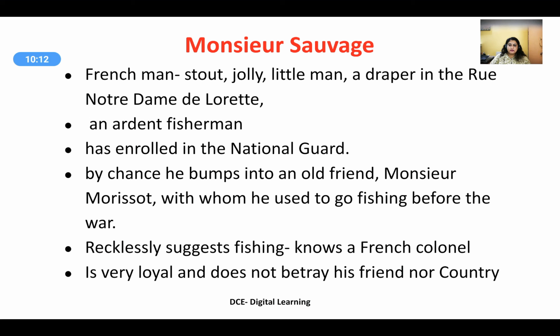Recklessly, impulsively, on the spot, he suggests fishing because he knows a French colonel. He is very sure that if he approaches the French colonel, he will provide him a password which will help them go to the fishing spot. Maybe this reckless idea in Sauvage's mind was the one which led them both to their miserable ends. All in all, he too is very loyal and he does not betray his friend nor country.